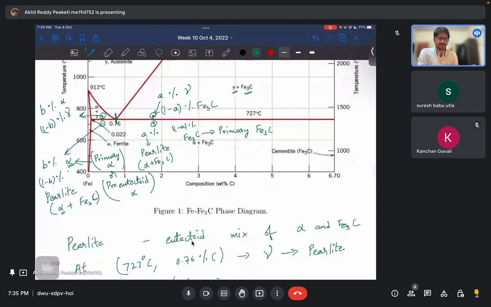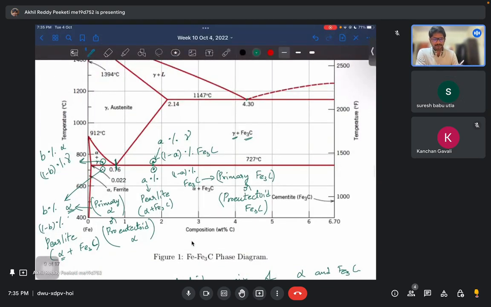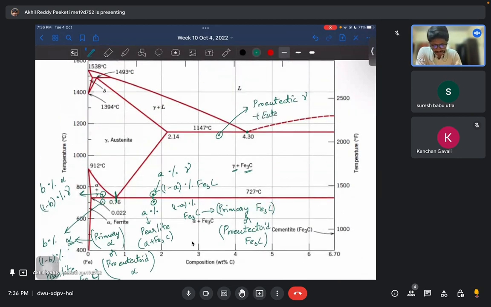So pro-eutectic or eutectoid depends on which point it is. Basically, it's a primary phase, plus whatever the reaction mixture phase is. So this is primary Fe3C or pro-eutectoid Fe3C. Primary means pro, and this point is the eutectoid point, so eutectoid, that's it. Here you will have pro-eutectic gamma plus eutectic ledeburite, which is the eutectic mixture.